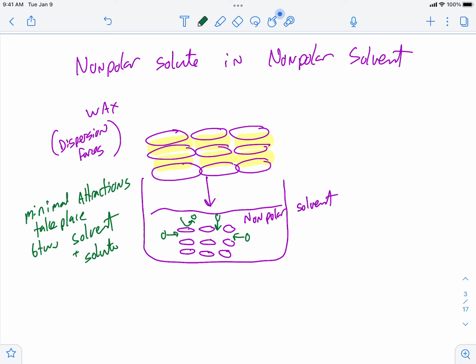So if they're minimal attractions, they're not attracting each other, how does the solution form? Well, it's because the motion, the kinetic energy of the liquid molecules constantly bumping into and battering the solid, they eventually cause these wax particles to loosen and then pop off.